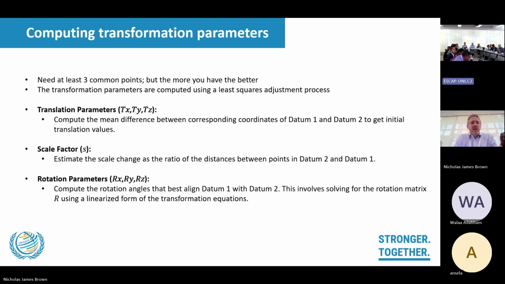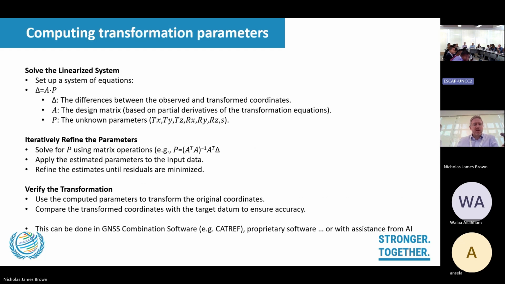The translations are computing the mean difference between the corresponding coordinates of datum 1 and datum 2 to get the initial translation values. You've got your scale factor and the rotations between the two different datums. So how it works is, you don't really need to understand all the details, because we can provide software that can do this for you. But for those of you who do know least squares, you've got to set up a linearized system, and you're trying to solve for a system of equations.